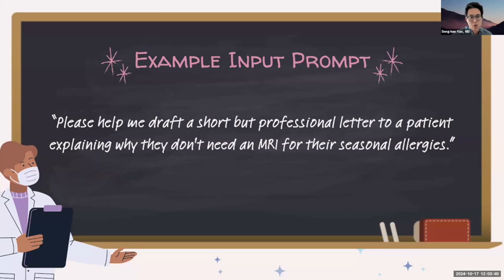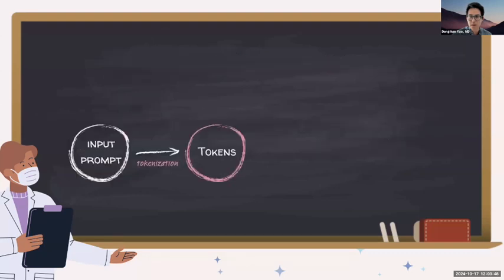Please help me draft a short but professional letter to a patient explaining why they don't need an MRI for their seasonal allergies. The first thing the LLM is going to do is split the input prompt into smaller, more manageable tokens. These pieces are called tokens, and the entire process is called tokenization. The tokens can be words, parts of words, or characters. For the sake of simplicity, you can assume that one token is roughly equal to one word, and moving forward, we'll use the words word and token interchangeably.